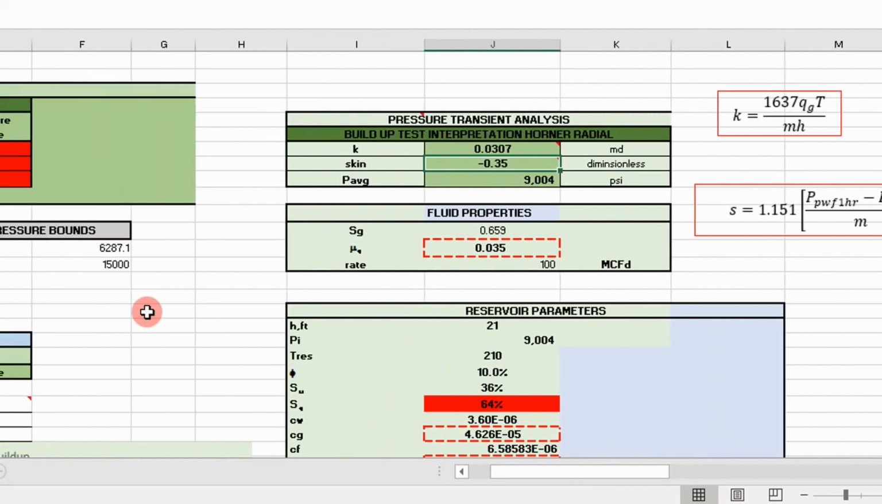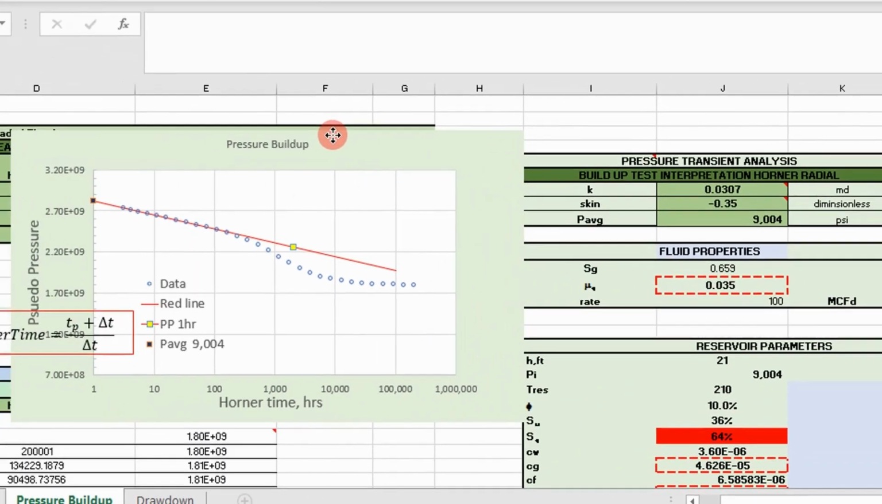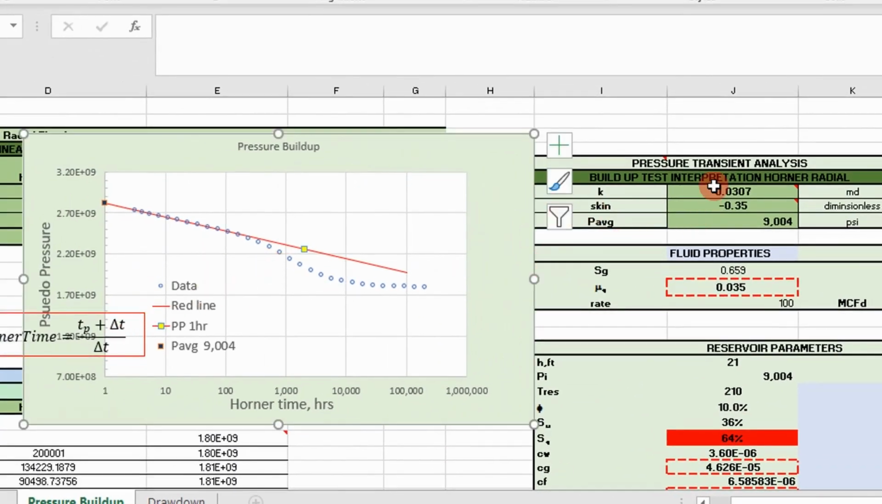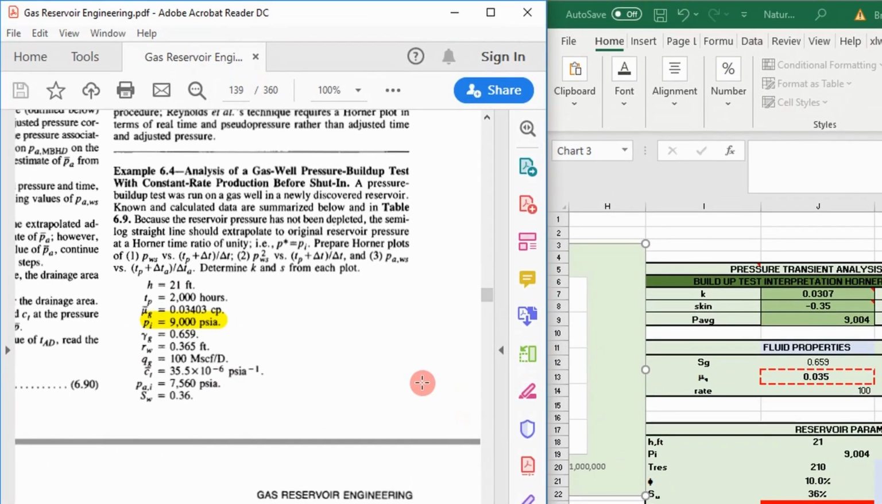So this is our plot. These are the values we obtained from the plot. We got permeability from the slope of 0.03007, a skin of -0.35, and an average reservoir pressure of 9,004 regressing off of these points. So you can regress off of really any of these points. You can change what you regress off of, but let's go compare the results to the book. From the book, the initial pressure or average reservoir pressure was 9,000 psi. We got 9,004.